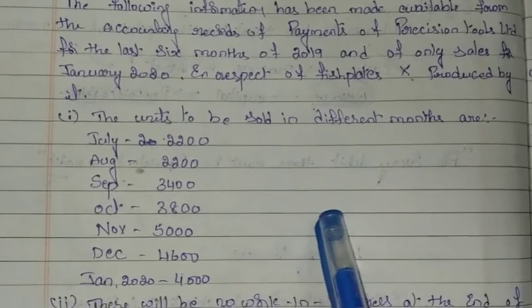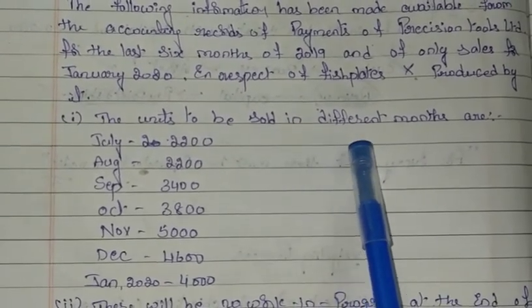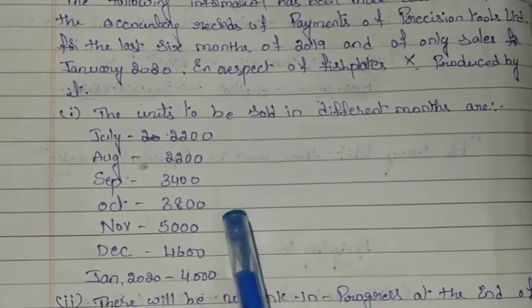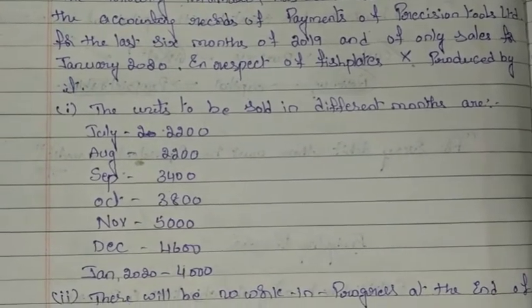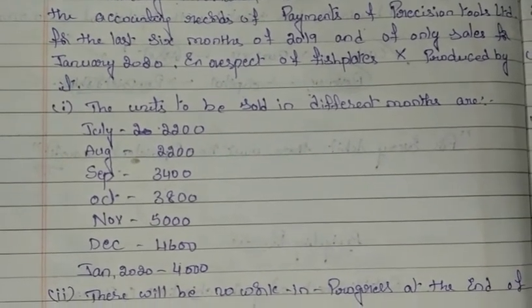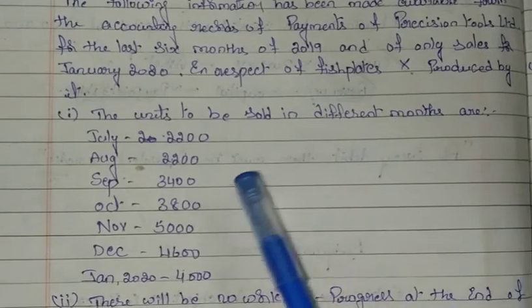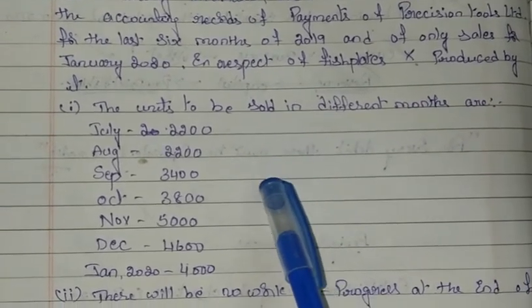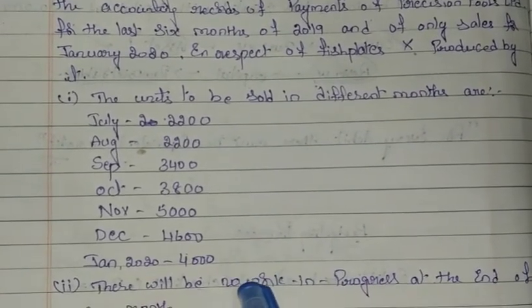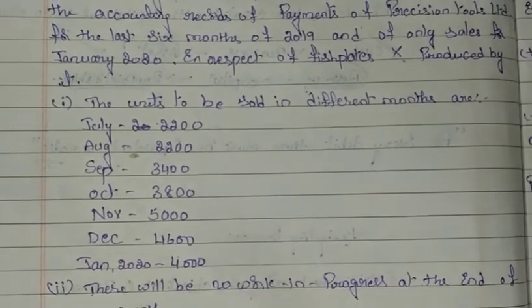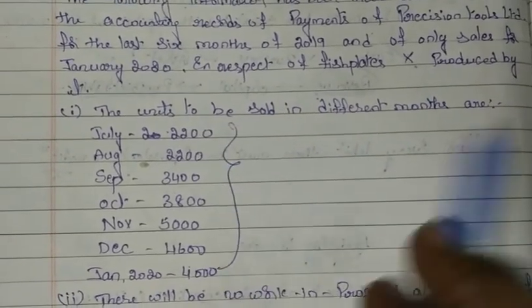So the first point they are giving is the units to be sold in different months, that is, they are giving the sales estimation. The units to be sold is the major requirement for preparing the production budget for the months of July, August, September, October, November, December and January 2020. They are giving the sales estimates.